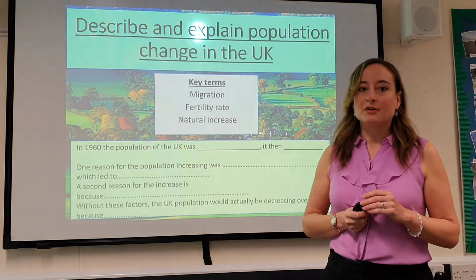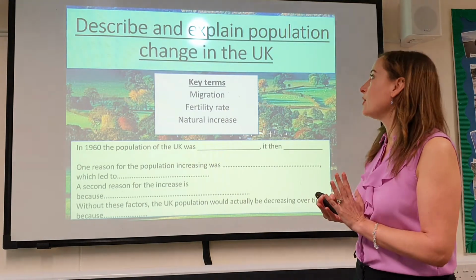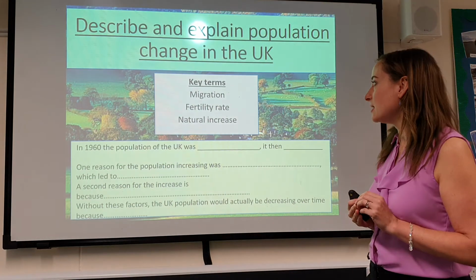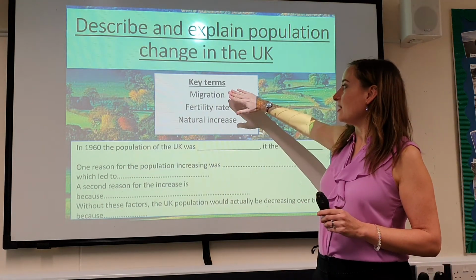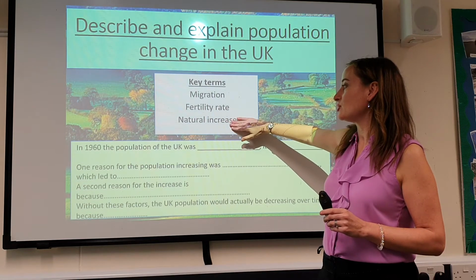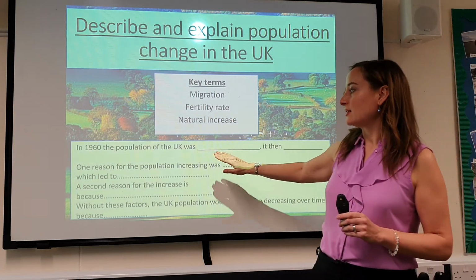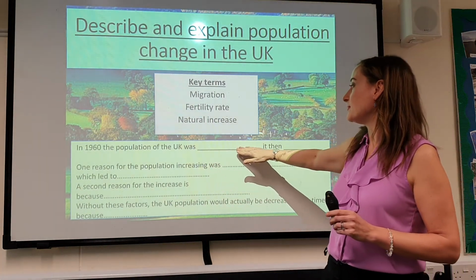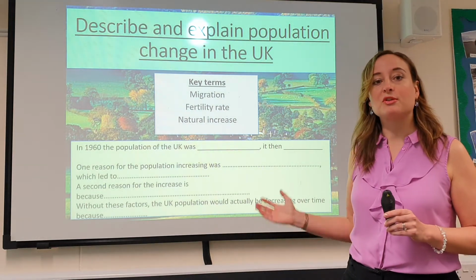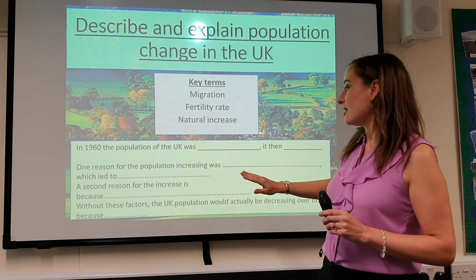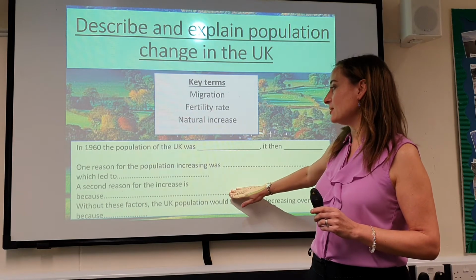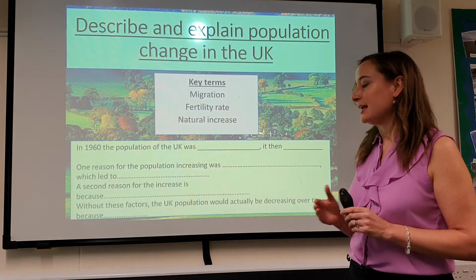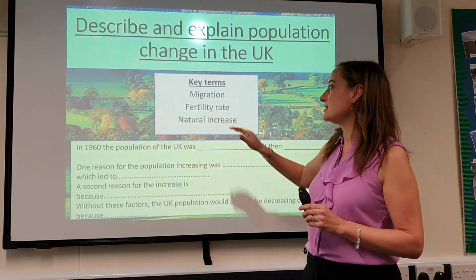So what I'd like you to do, quite a simple activity, is have a go at describing and explaining the population change in the United Kingdom. The key words that I'd like you to use are migration, fertility rate and natural increase. And I'd like you to use the writing frame here. You can pause it, and I'd like you to start off by describing the population change by using the graph that I showed you. And then I'd like you to give 2 reasons why the population is increasing, and I would like you to give them in as much detail as possible whilst using these keywords.